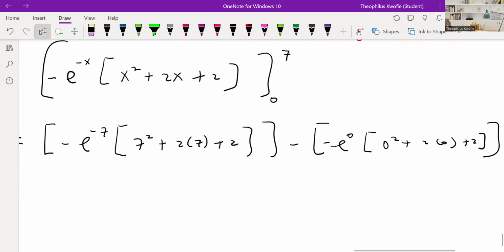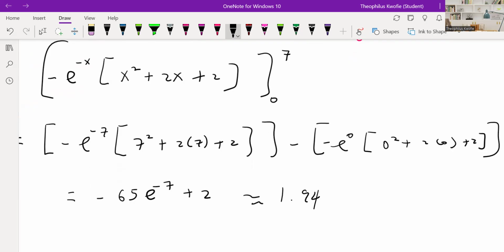And when we perform our arithmetic, we should have something like minus, let me say, 65 e to the power minus 7 plus 2. Which is equivalent to, when you use a calculator, approximately 1.94. Very, very important. So let's take note.